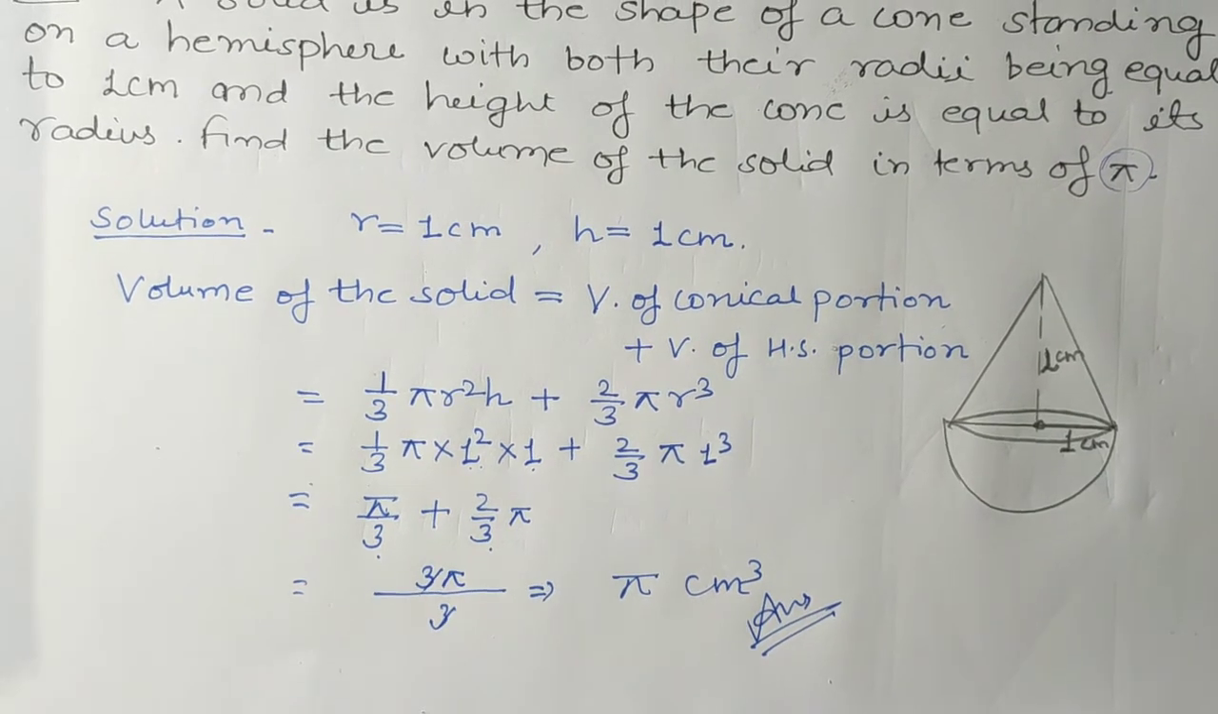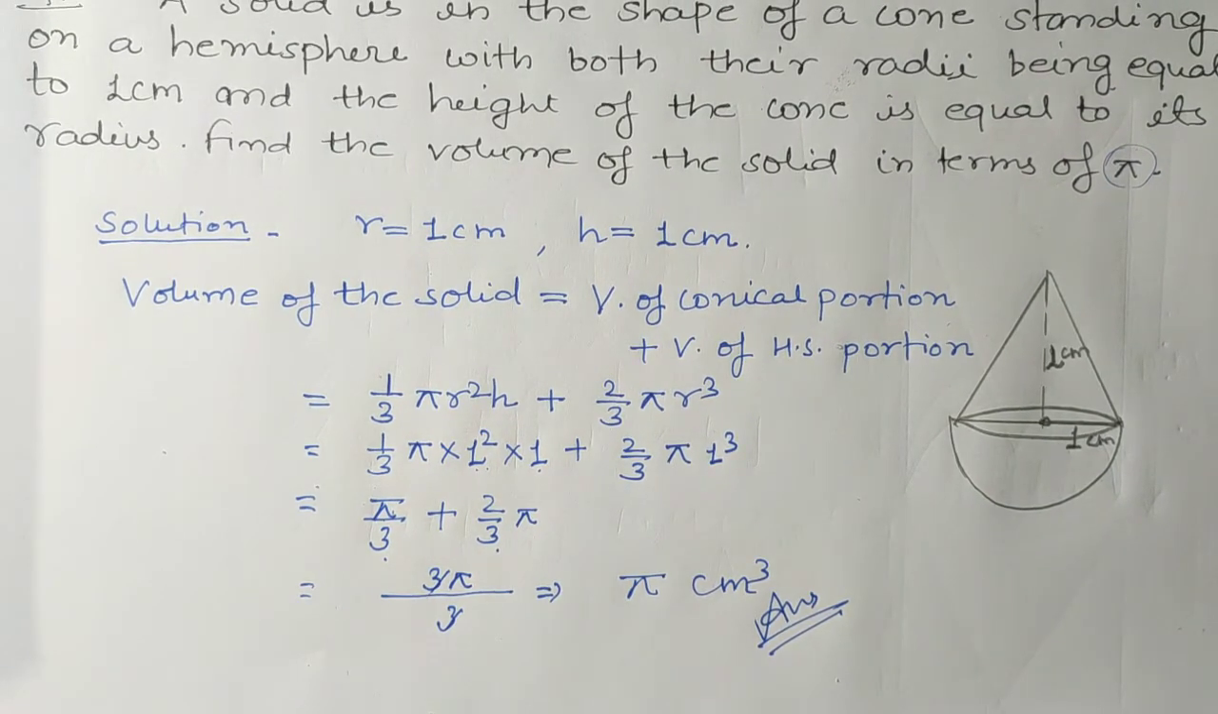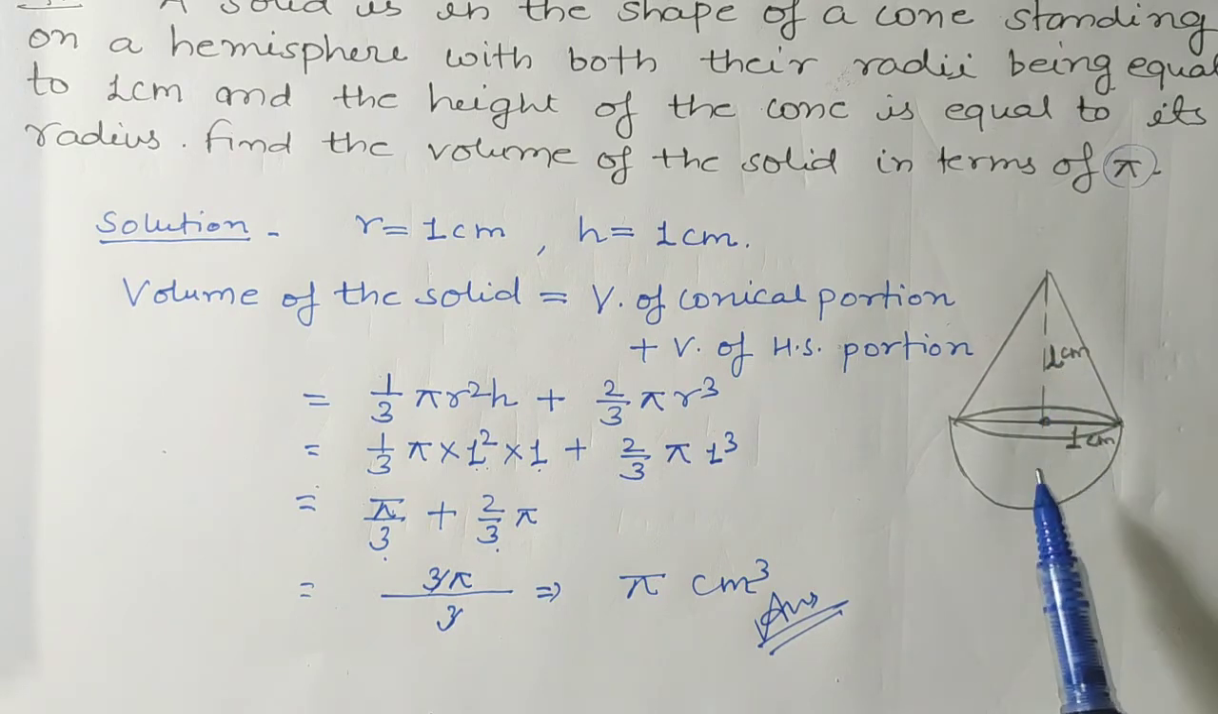The question was very easy. All you have to do is add the volume of the conical portion with the volume of the hemispherical portion. Nothing else you have to do here. After solving it, you will get pi centimeter cube as your answer. So just pause the video and note it down.